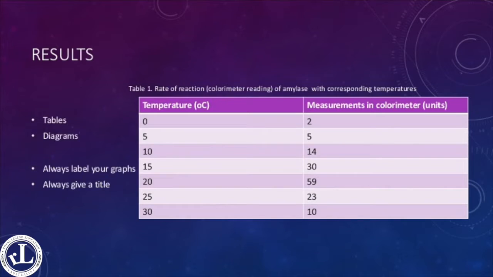Then you say the rate of reaction (calorimeter reading) of amylase with corresponding temperatures. Here you are including the dependent variable and also the independent variable. Note that in your tables, you must include units, and that's very important.